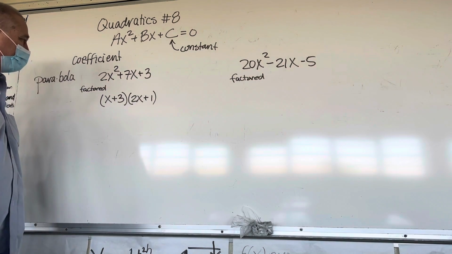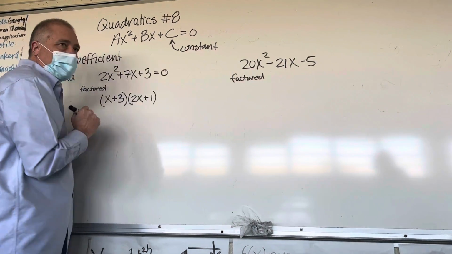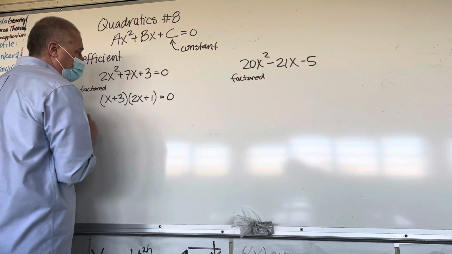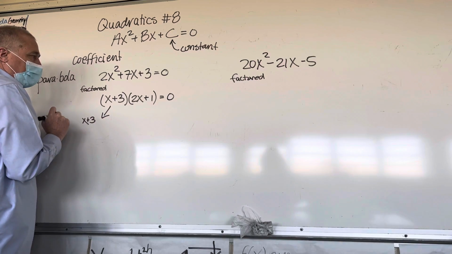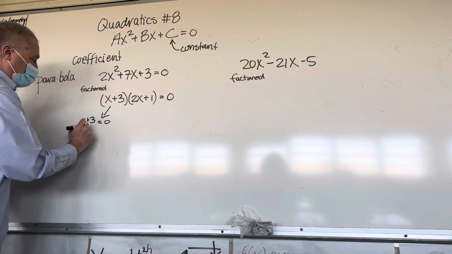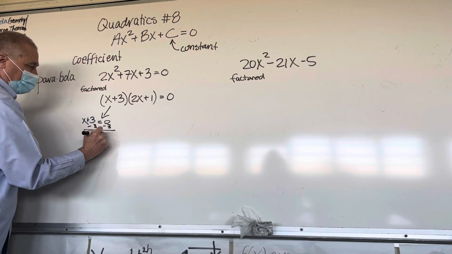Okay, now let's do the 0 property. So this has to be equal to 0 to graph. And so we're going to take the x plus 3 and put it equal to 0, subtract 3 from both sides, and we get x equals minus 3.